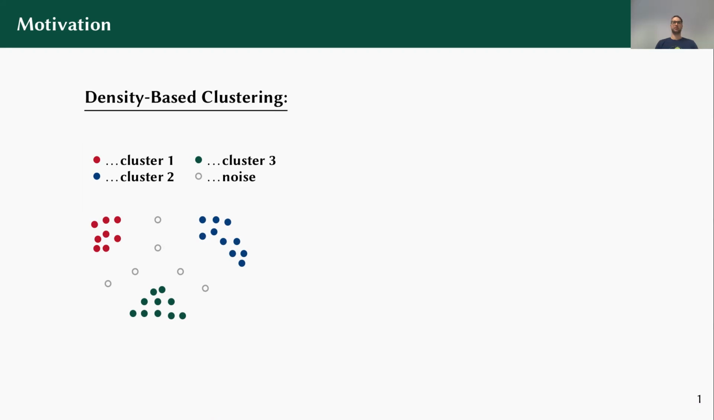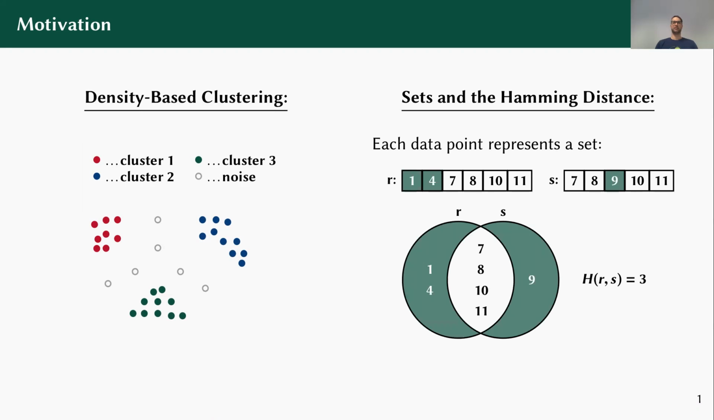In our specific use case, each data point is a set, and on the right-hand side, you can see two example sets, R and S. To assess the similarity of two sets, we use the Hamming distance, which is the number of elements that appear in only one of the two sets. In our example, the Hamming distance is 3 since the two sets share 4 elements. Our goal is to partition a given collection of sets into clusters.